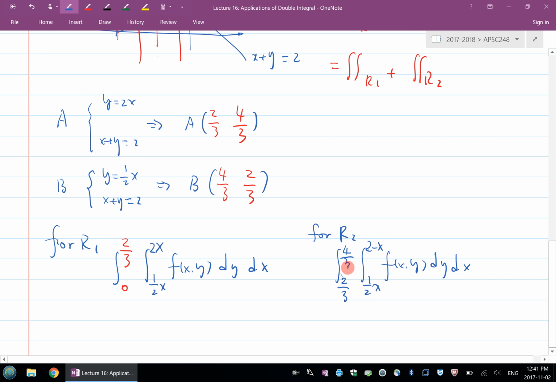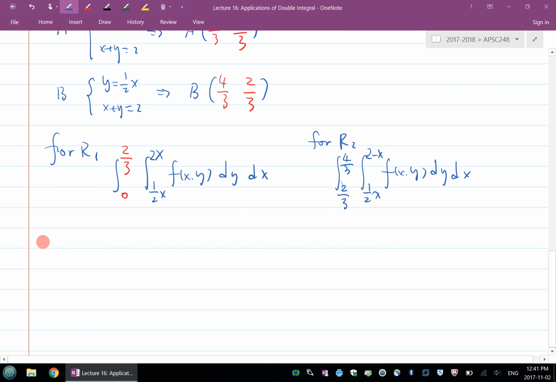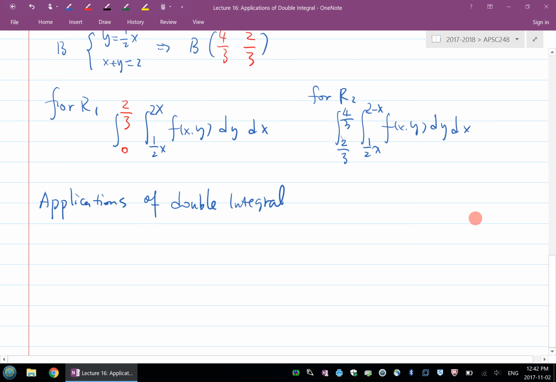Okay, so any questions on this particular example right here? Okay, all good. So let's continue. Not really a new topic, but we'll look at applications of a double integral. There are many applications, so I'll just give you some very basic ones. Some you probably already learned in the past, in previous lectures or other courses, but we'll use the double integral to illustrate some of these basic applications.